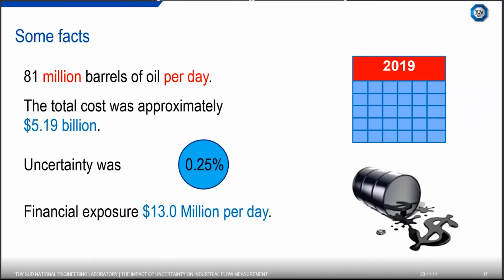So just a fact from 2019, on average, 81 million barrels of oil were produced per day at a total cost of 5.19 billion. If the uncertainty in the amount produced is 0.25%, so 0.25% of the 5.19 billion accounts to £13 million per day, which isn't an insignificant amount of money for both oil producers as well as governments in terms of tax revenues as well. So this really highlights the need for low uncertainty measurement in industry.